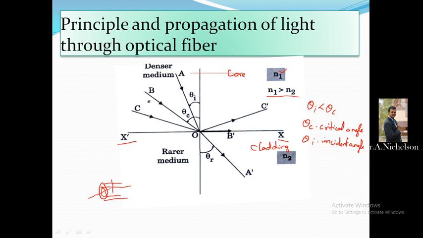When theta I is equal to theta C, that is, when the angle of incidence and the critical angle are equal, the refracted ray just traces the path of the core cladding interface. The ray travels along the path joining the core cladding interface and gets refracted. So that is OB prime. In the first case, the ray is refracted and goes this way. That is OA prime. OB prime is for the second case.